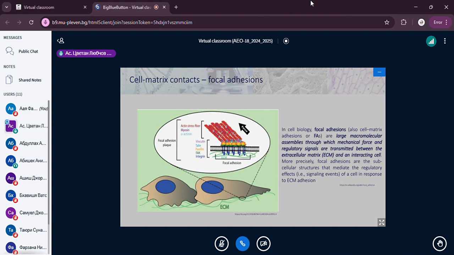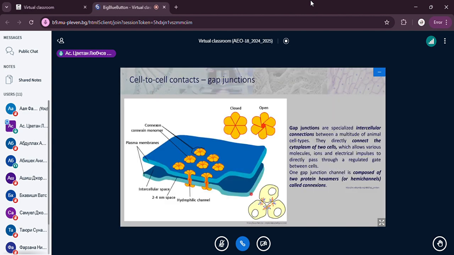The final cell-to-cell interaction we're going to talk about is gap junctions. Gap junctions are formed with unique proteins, which we call connexins. Connexin monomers usually assemble and form this structure, which we call a connexon, as you're going to see here. This one is a connexon.